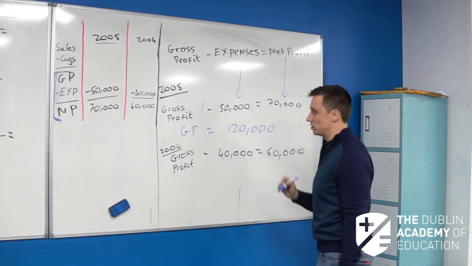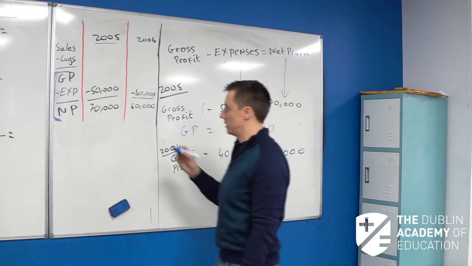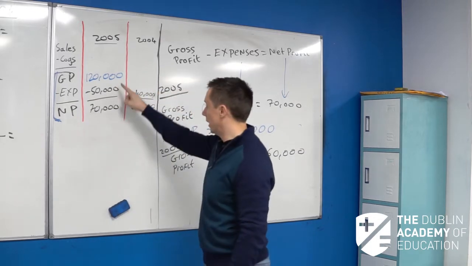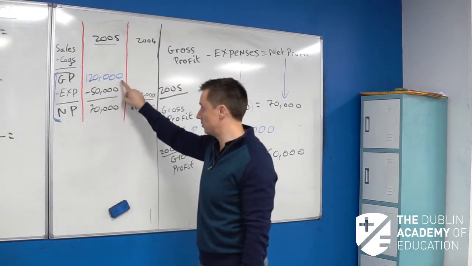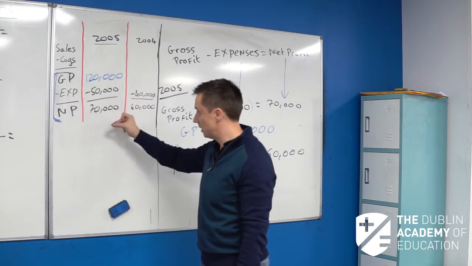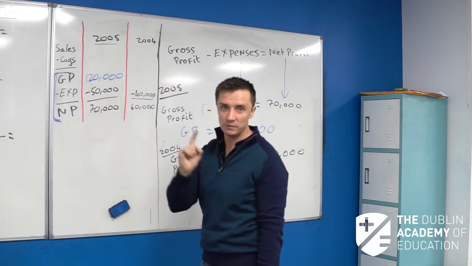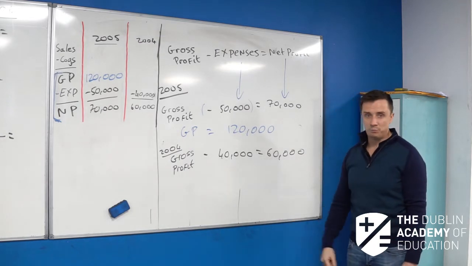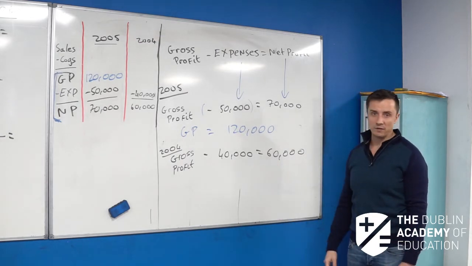The way I double check that I'm 100% right is I slot that in there. Does that make sense? Gross profit 120,000 minus 50,000 expenses gives net profit 70,000. Brilliant, that's that one done. Your job, we'll pause the video, your job is to figure it out for 2004.